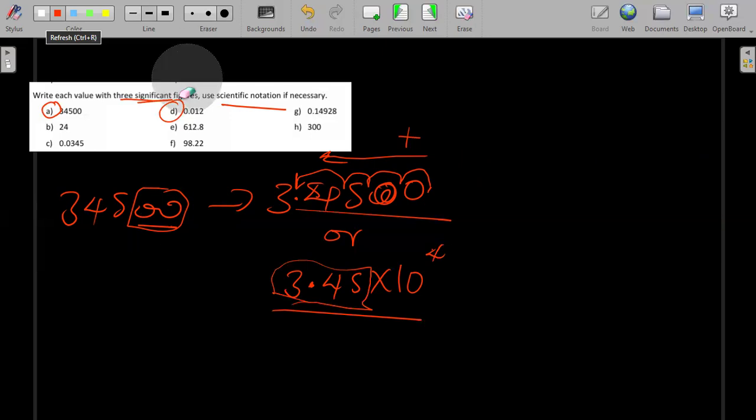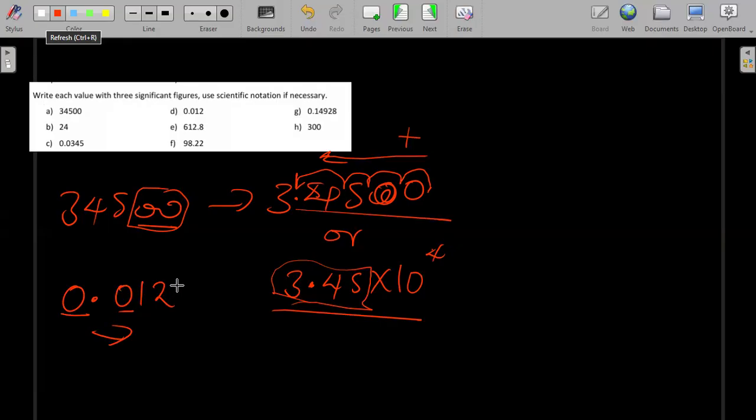So let's try the other one. So we need 3 significant figures from this number. 0, 0, 1, 2. So how do we come up with this? How do we write it in 3 significant figures? So we know that these are leading zeros. They are not significant. And there's a point.